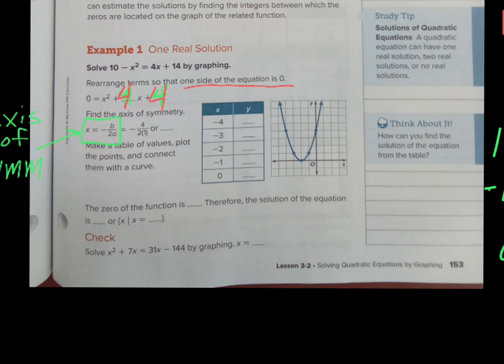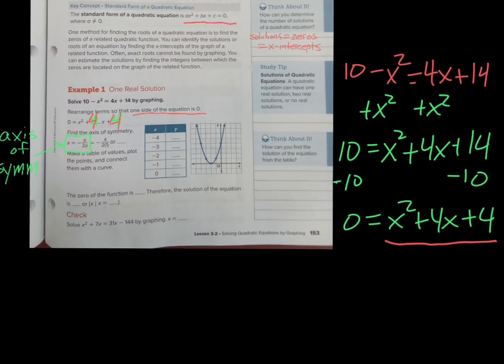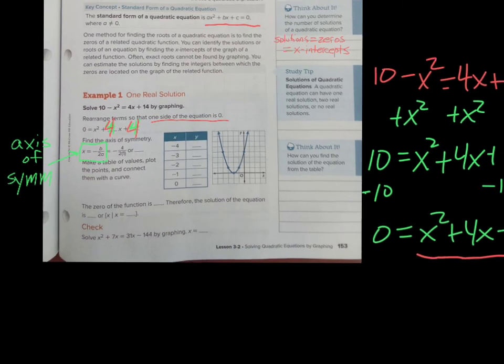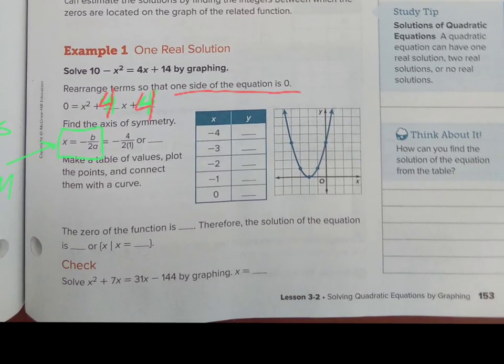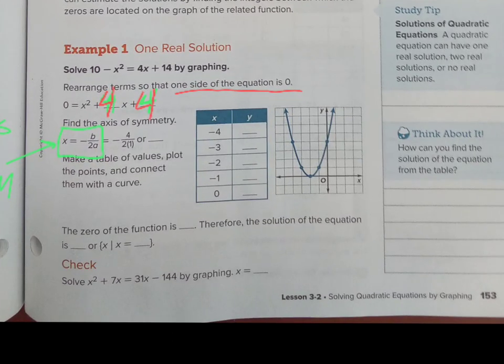So did we find the axis of symmetry yet? No, not yet. I got caught up with things. All right, we plug in negative b, so our equation is negative 4 over 2 times 1. What's negative 4 over 2 times 1? Negative 2.